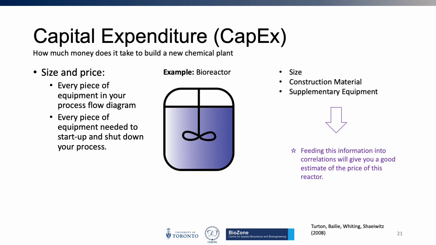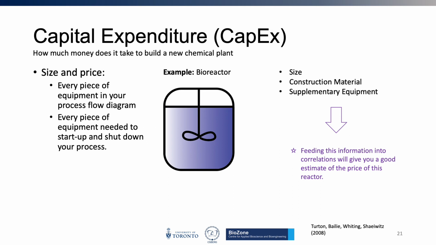So for the example of the bioreactor, one thing you have to consider would be the size. It depends. If you just want to test out your process, you would use a pilot scale range of 300 liters to 1,000 liters. For producing your actual product, you would need a production scale, so anything in the range of 2,000 liters to 500,000 liters. The construction material is typically stainless steel for bioreactors, and that's something you would have to consider to figure out how expensive your bioreactor is.